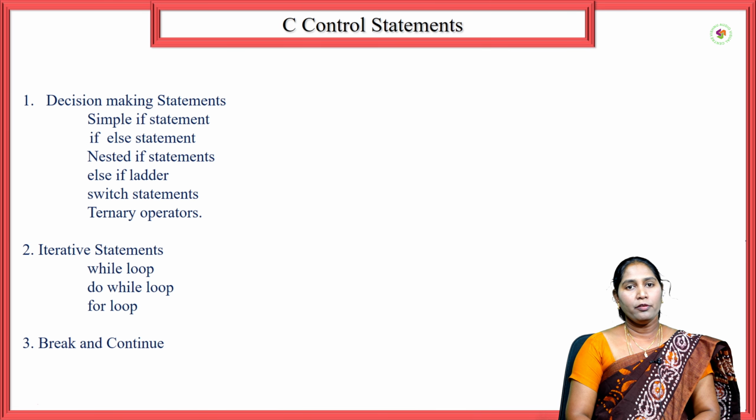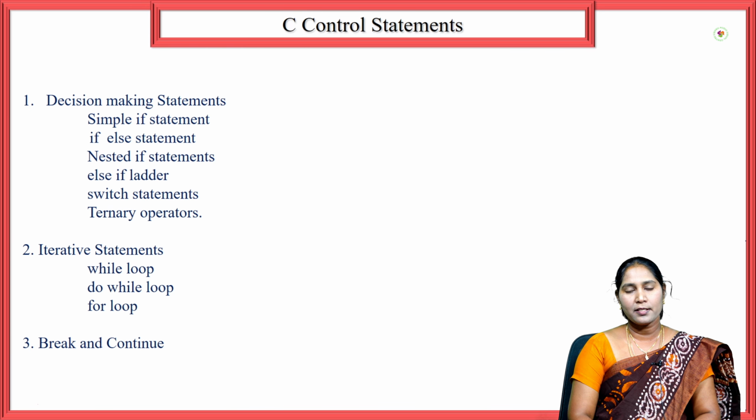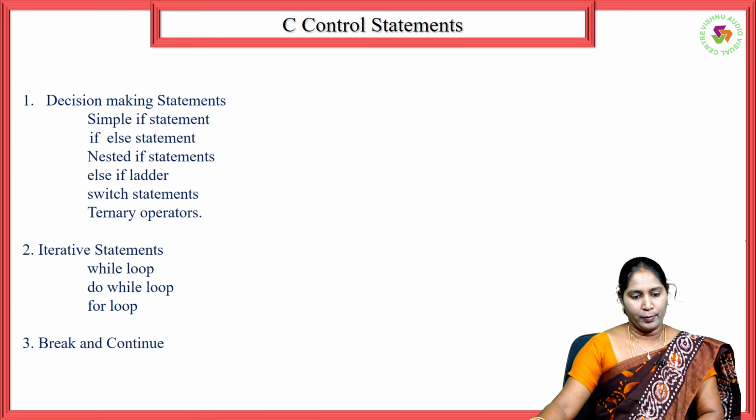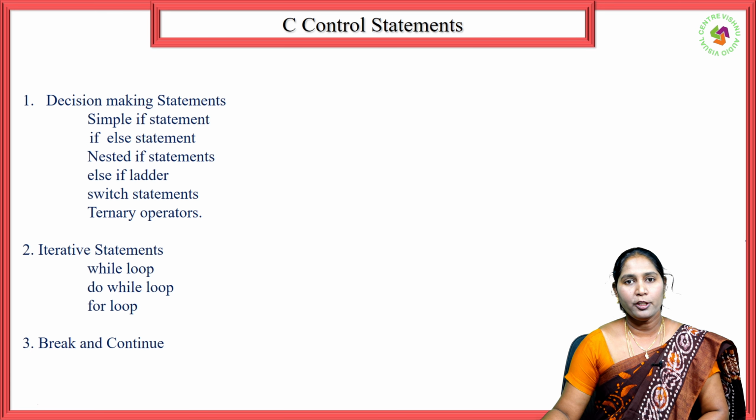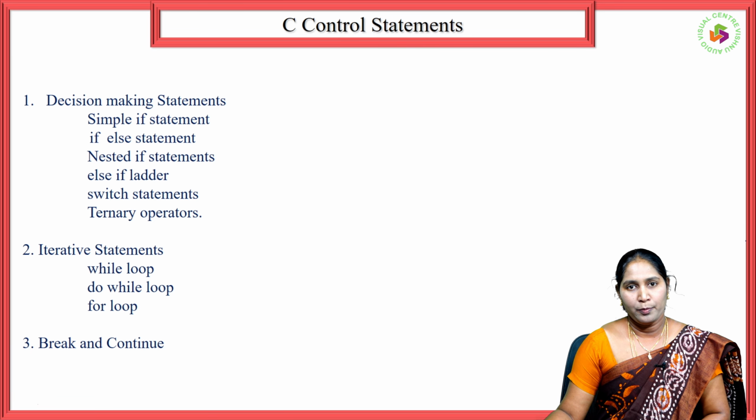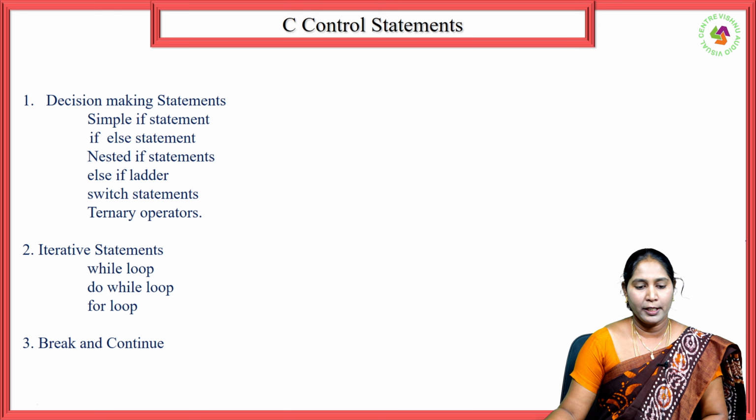In the previous session, we discussed different kinds of control statements, that is, simple if statements, if else, nested if else, and else if ladder. In this current session, we will discuss two different kinds of control statements, switch statements and ternary statements. These are the basic control statements that we are going to use in C programming.